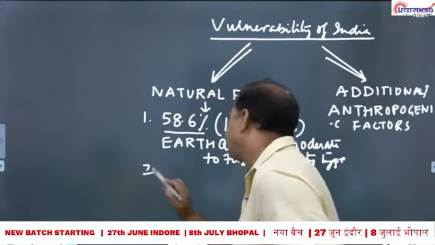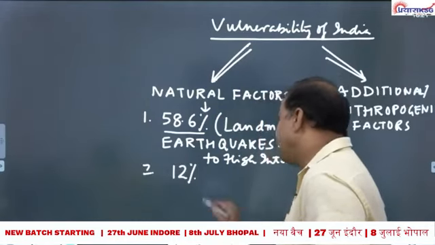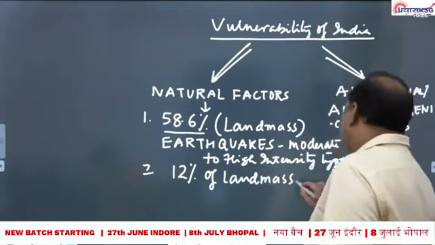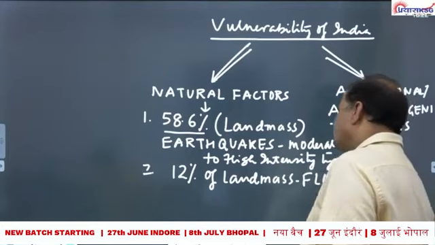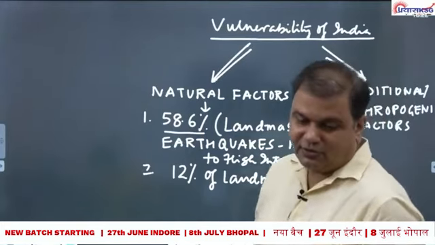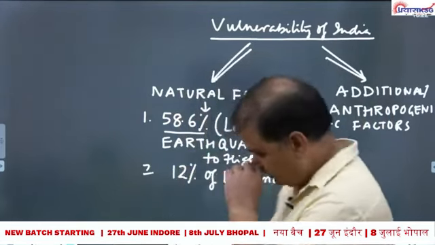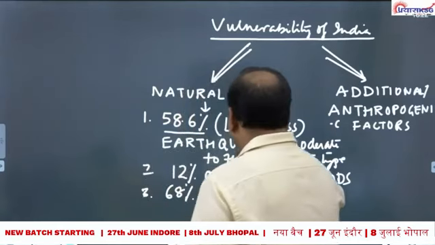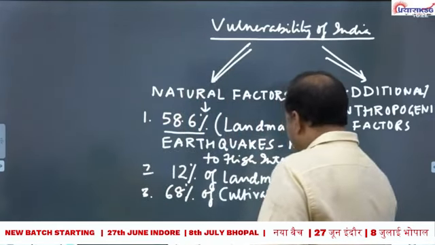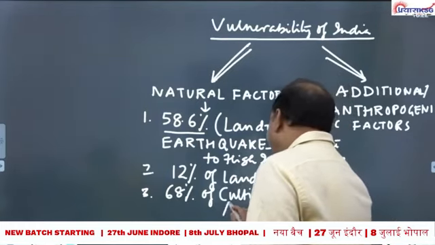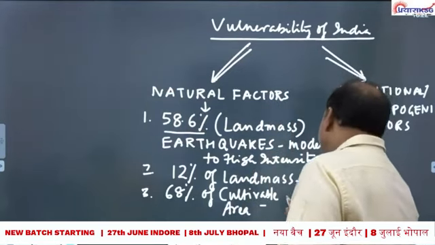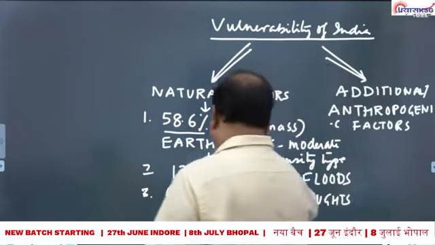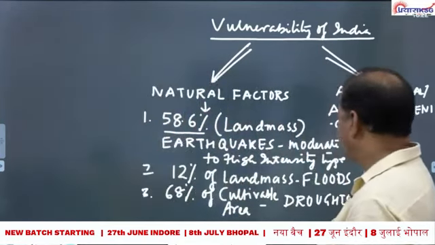Second, 12% of India's landmass is prone to floods. Third, 68% of India's cultivable area, that's not landmass, the area on which agriculture is done, is prone to droughts. 68% of India's cultivable area is prone to droughts.